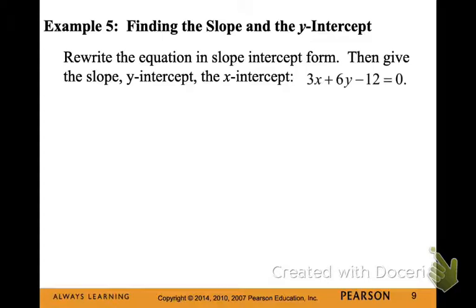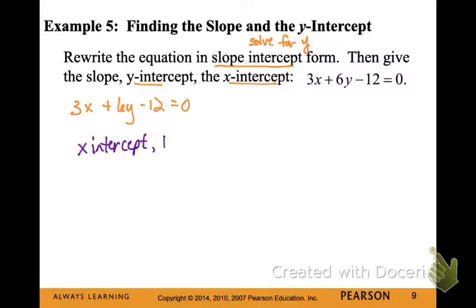Example 5, let's find the slope and the y-intercept. We're going to rewrite this equation that's in general form into slope-intercept form. Then give the slope, the y-intercept, and the x-intercept. But from general form, I think it's very easy just to find the x and y-intercepts, so I'm actually going to do those first. Remember, to find an x-intercept, we let y equal 0. So you just plug in 0 for y and solve. And it's very easy to solve. It's just x equals 4.